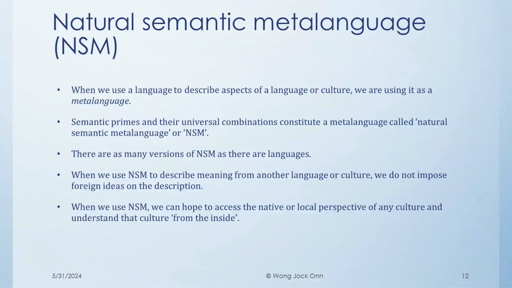When we use a language to describe aspects of a language or culture, we are using it as a metalanguage. Semantic primes and their universal combinations constitute a metalanguage called Natural Semantic Metalanguage, or NSM. There are as many versions of NSM as there are languages. When we use NSM to describe meaning from another language or culture, we do not impose foreign ideas on the description.